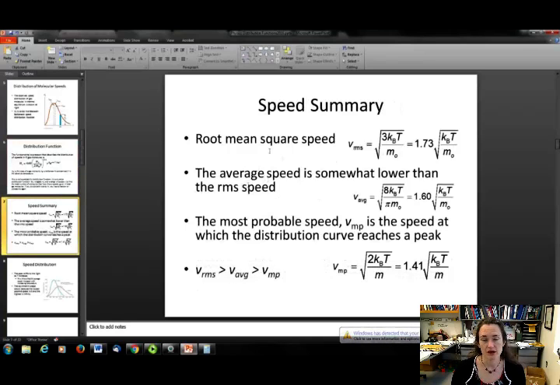Okay? So if you look at this, you can figure out from the distribution functions what these various speeds are. Okay, so here we have our root mean square speed, and from first principles you can derive this expression of root 3kT over m. So what this is telling us is that for a gas with mass m and temperature T, we can predict what the speeds are. Okay, so this gives us our root mean square speed. The average speed is somewhat lower than the root mean square speed, and that's the square root of 8kT over pi m. And then the most probable speed is the peak of that curve, and that's root 2kT over m. Okay, so that's how you get these various values.